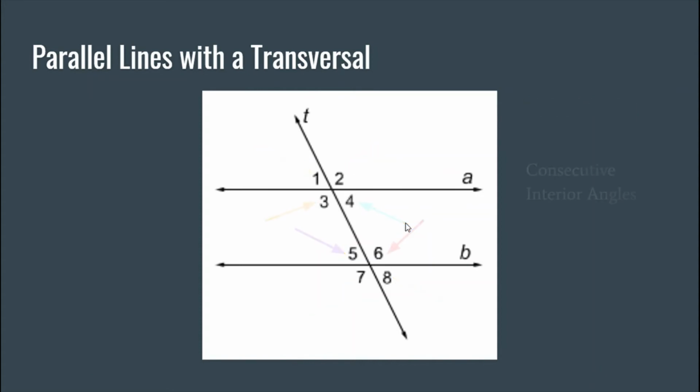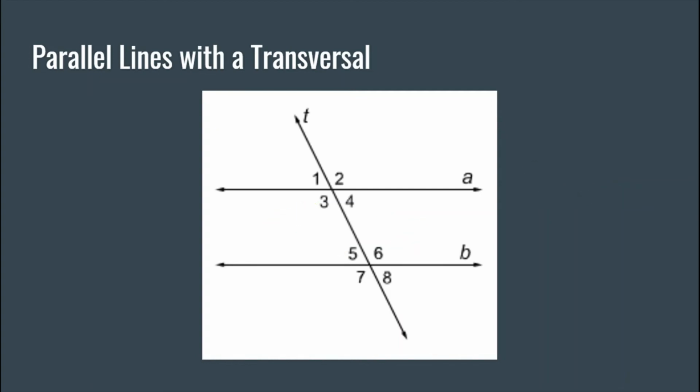Okay, and last but not least, we got consecutive interior angles. Consecutive interior angles are not congruent to each other, as you can see from the different colored arrows I have. Consecutive in this case means on the same side of the transversal. Consecutive interior angles are supplementary. If you need a refresher on supplementary angles, go check out my other video on complementary and supplementary angles.